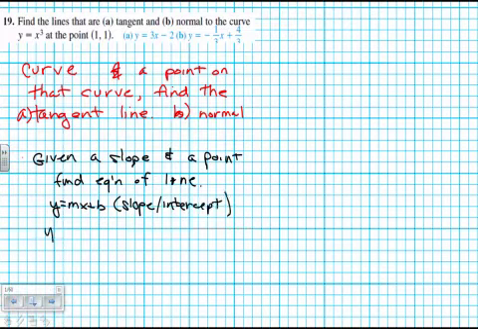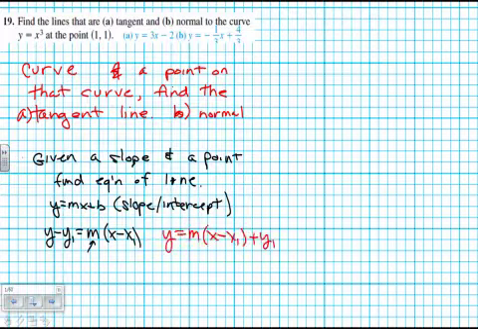Now, I grew up learning it like this, where the slope is given as m and the point is given as x1, y1. Our book, though, tends to write it this way, where they just put the y on the other side. They're algebraically equivalent. So I'm going to tend to write the solution here.